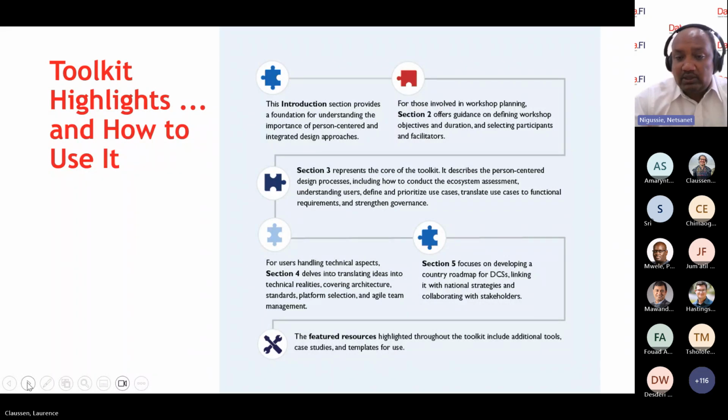For those managing the technical side of the design, section 4 guides you in translating design ideas into practical solutions. It covers everything from system architecture and standards to platform selection and agile team management. This ensures that your technical decisions are not only aligned with the user needs, but also scalable and adaptable to future changes. Finally, the last section is dedicated to developing a country-level roadmap for digital community systems. This section provides tools and frameworks necessary to ensure that the system aligns to national strategies, integrates with broader health and social services goals, and involves collaboration with key stakeholders.